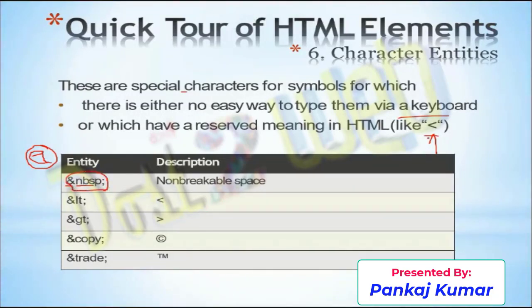If you want the less than symbol, you have to use ampersand LT, less than, semicolon. If you want greater than, ampersand GT, greater than, semicolon. If you want the copyright symbol, ampersand copy semicolon. If you want trademark, then ampersand trade semicolon. And there are a lot of other character entities. You can use them as per your application.